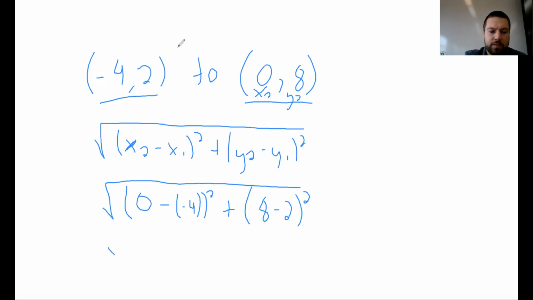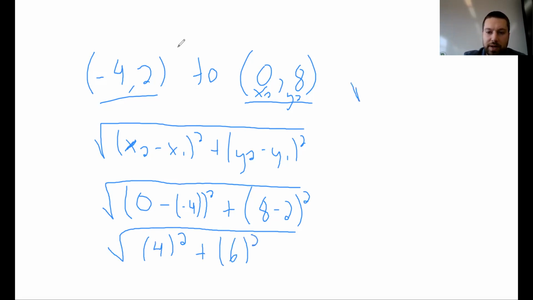Okay, so if we minus a negative 4, that gives us a positive 4. So we get 4 squared plus 8 minus 2 is 6, 6 squared. So in our square root, I'm going to move up to the right here. We're going to get 16 plus 36. Okay, and if we add that together, what does that give us? 52? Is that right?